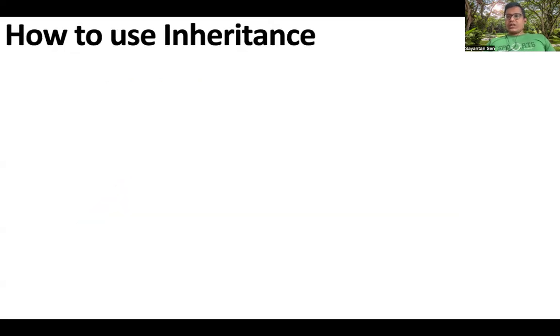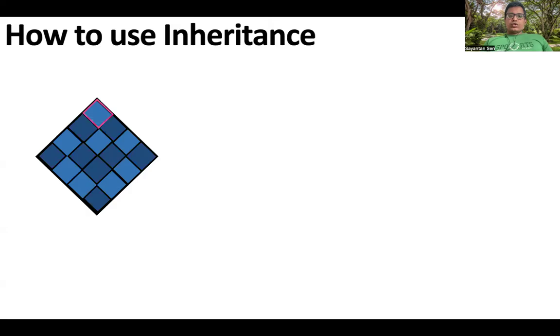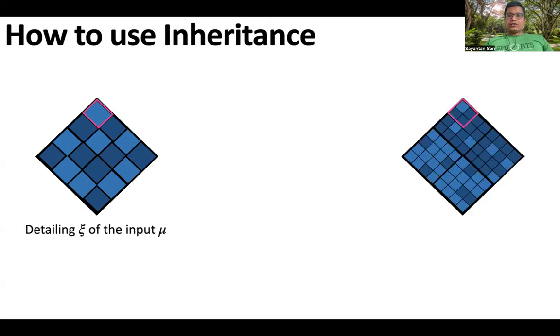So how do we use inheritance for our purpose? Let us consider the input distribution mu and one of its detailings chi. Let us also consider a distribution tau from the property P that we are considering. And let's assume that theta is a good detailing of tau.